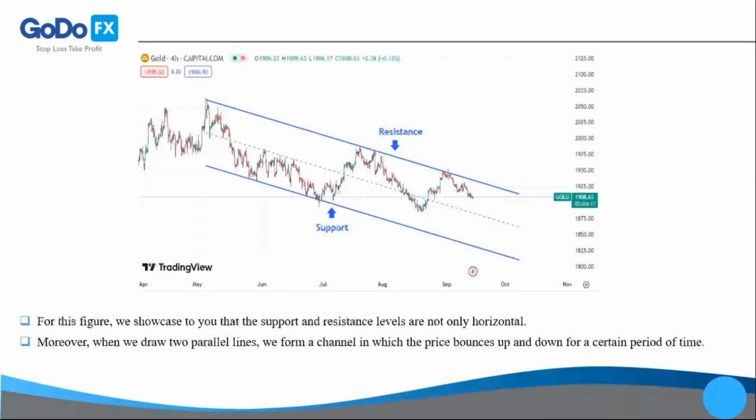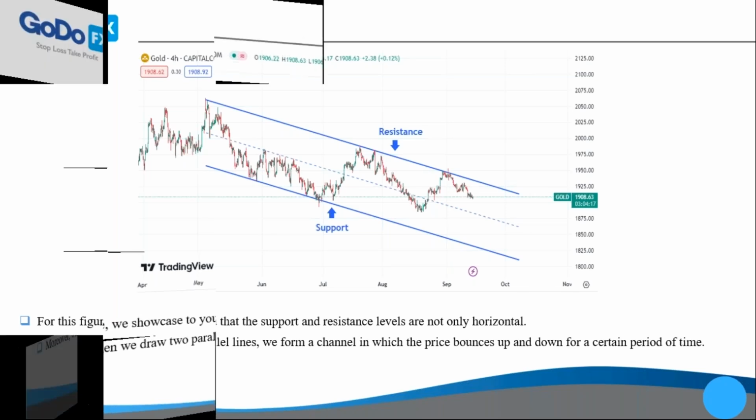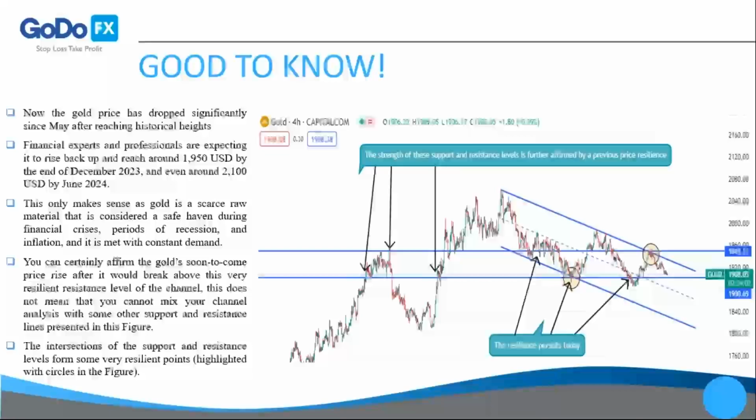The support and resistance lines are not always horizontal. They can be formed the way you see in this image. And drawing parallel support and resistance lines will result in a channel. You will have a channel consisting of support and resistance lines that are parallel, and the price would bounce up and down for a certain period of time. This is important information, and it's good for you to know.